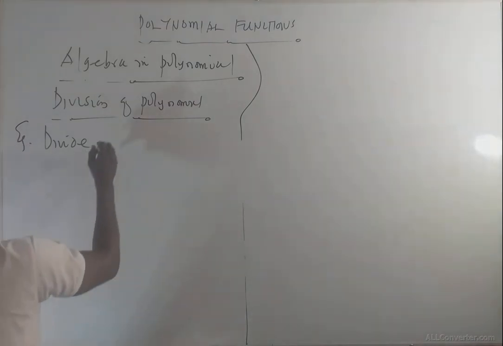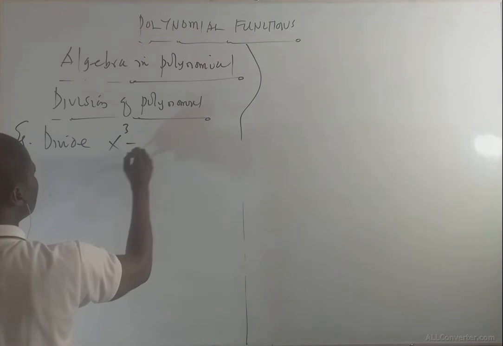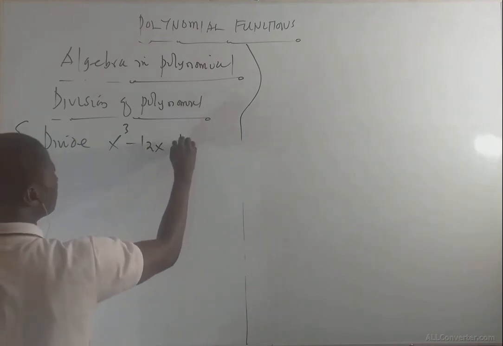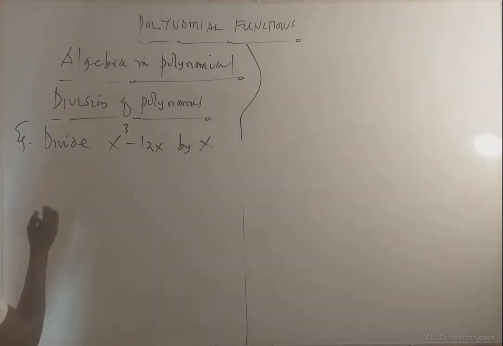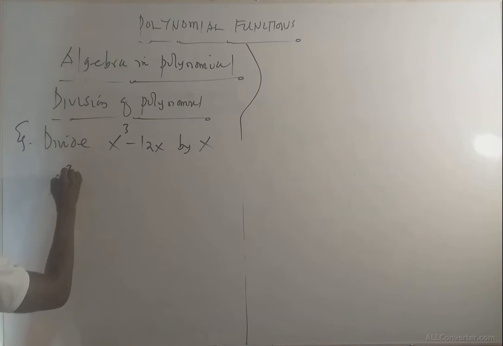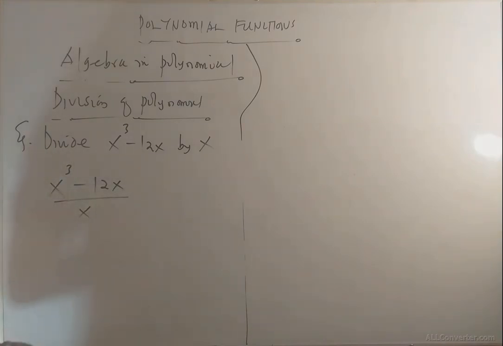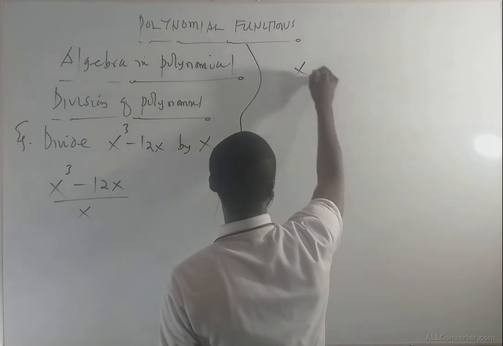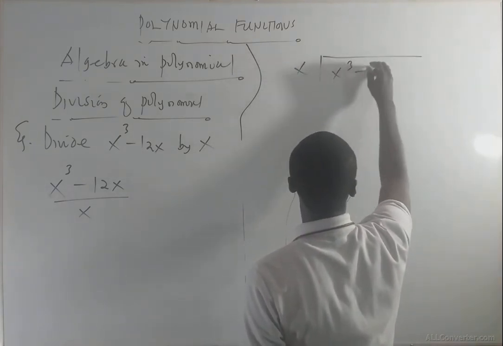Now, let's assume that we have to divide x cubed minus 12x by x. So we have to divide this polynomial by that. That means our dividend will be x cubed minus 12x, and we are dividing this by x. So our dividend is x cubed minus 12x and our divisor is x. So we have our divisor out here, and our dividend is x cubed minus 12x.